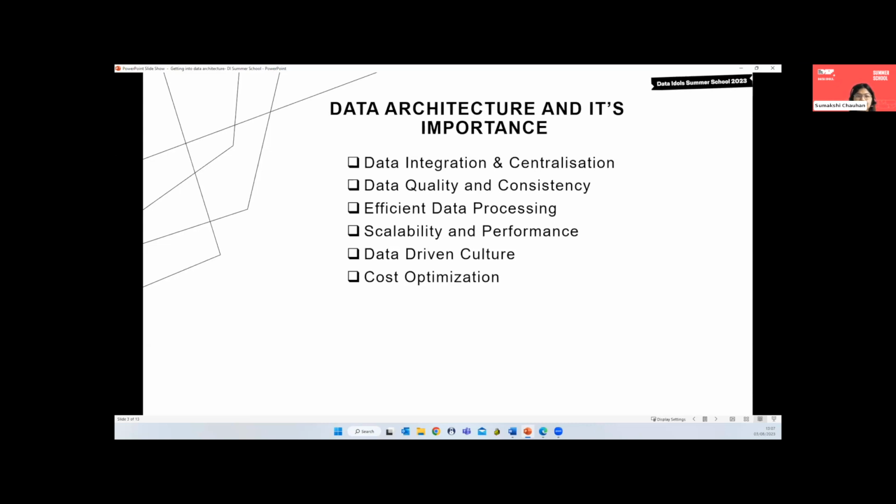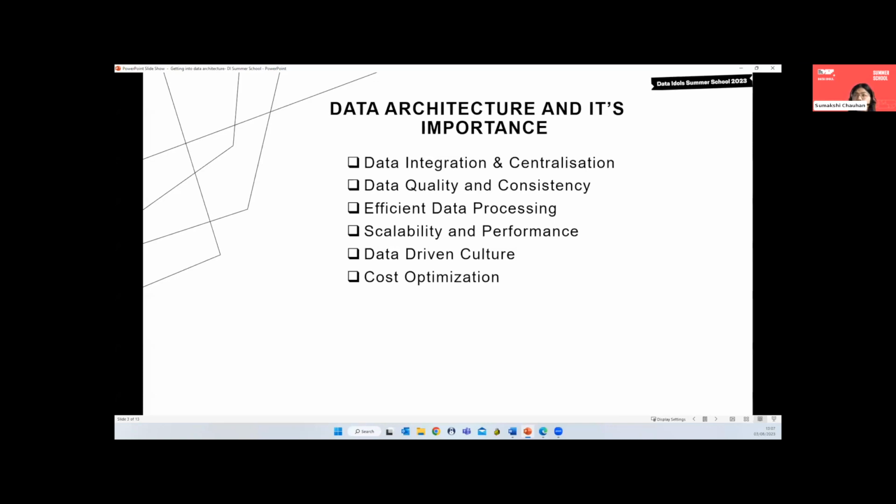Now, why is data architecture important or significant for any organization? Because it provides a solid foundation of data management, integration, processing, and governance principles and methodologies. It helps an organization harness the full potential of their data and make informed and strategic decisions based on that.